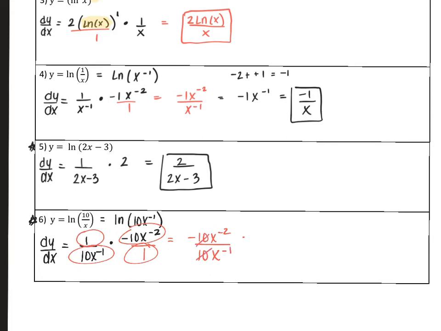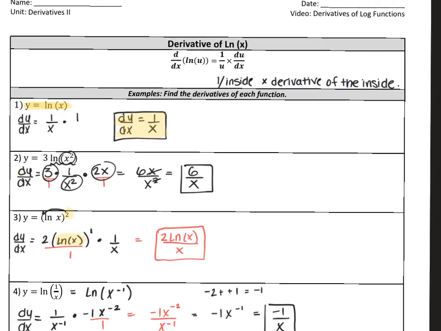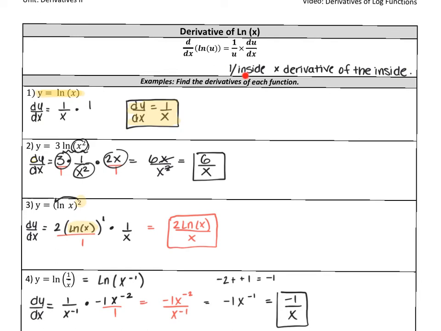The 10's will cancel, and I'm left with negative x to the, well, if I subtract these powers, I have negative 2 minus a negative 1. That gives me negative 1. And we could leave this as negative 1 over x to the positive power of 1. Take this exponent, bring it downstairs, keep this negative on top. All right, so just a conclusion here. When we are taking the derivative of an ln, it's 1 over the inside times the derivative of the inside.